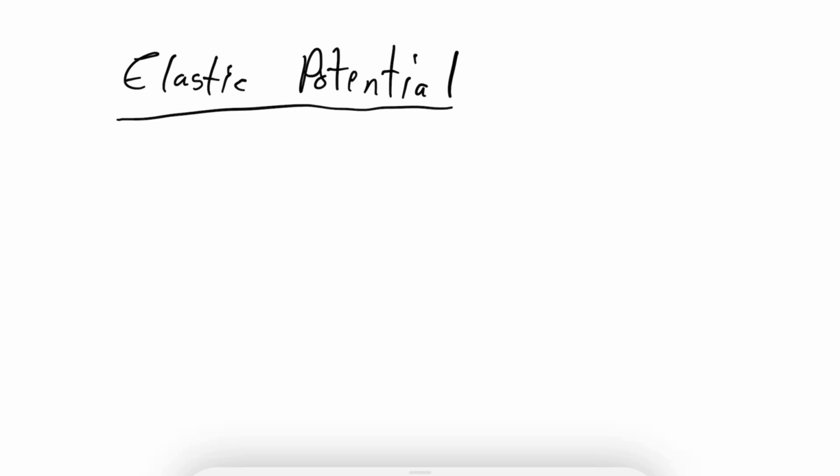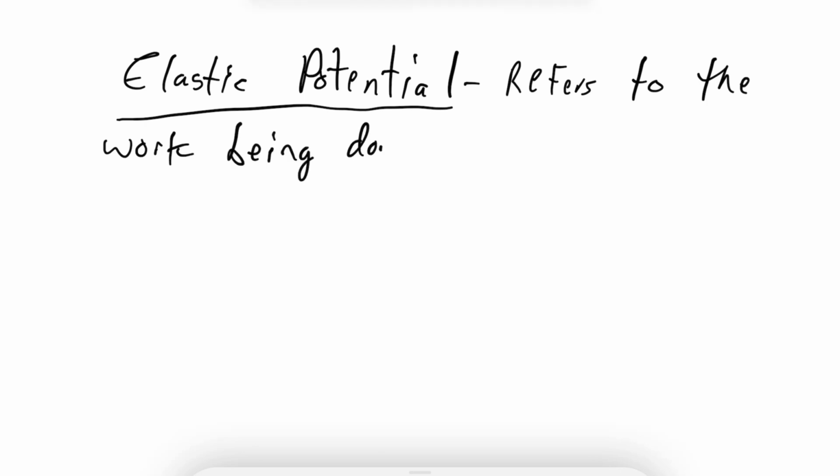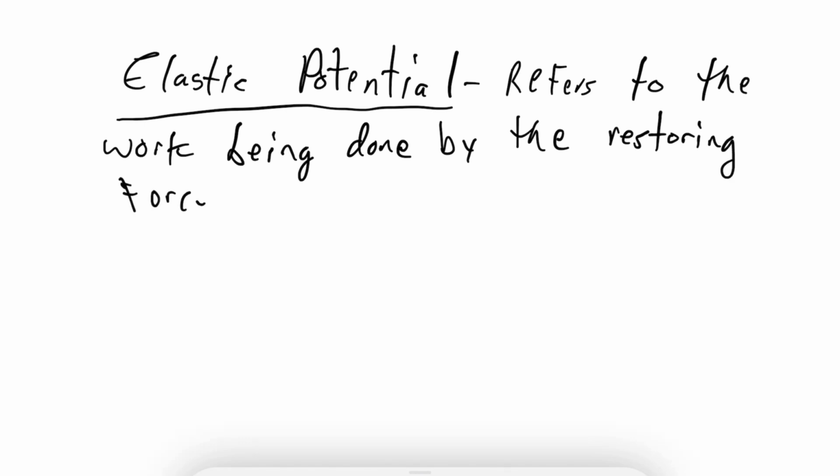The second useful form of potential energy is what we call elastic potential. And again, remember that this refers to the work or the energy that an object experiences due to the elastic force. So we're going to write here: refers to the work being done by the restoring force. And so this is an extension of Hooke's law.